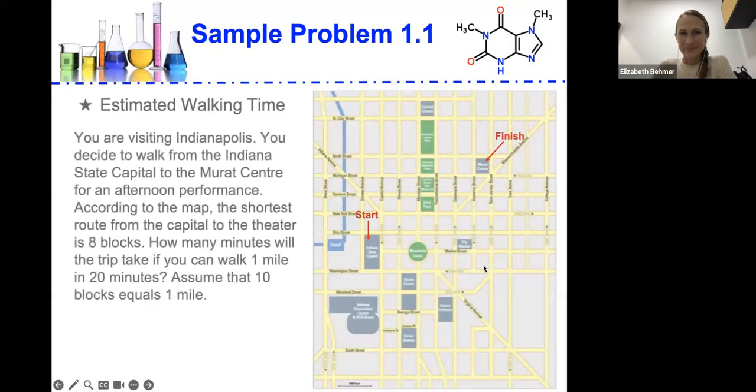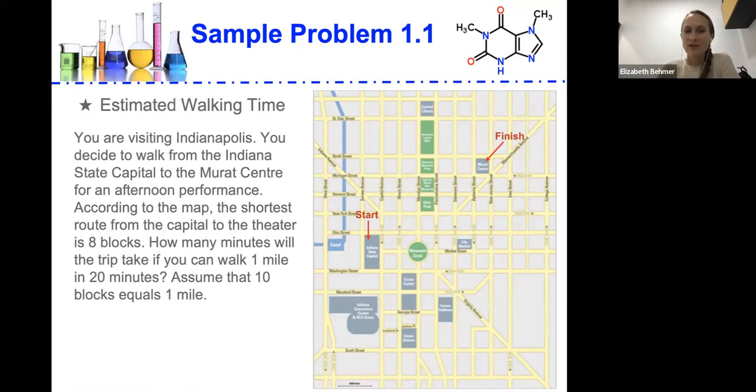So for example, let's look at estimated walking time. Sample problem 1.1. You are visiting Indianapolis. You decide to walk from the Indiana State Capitol to the Murat Center for an afternoon performance. According to the map, the shortest route from the Capitol to the theater is 8 blocks. So here we have the start and the finish. How many minutes will the trip take if you can walk 1 mile in 20 minutes? And assume that 10 blocks equals 1 mile. So I'm going to let you think about that for a little bit, and then we'll solve it together.